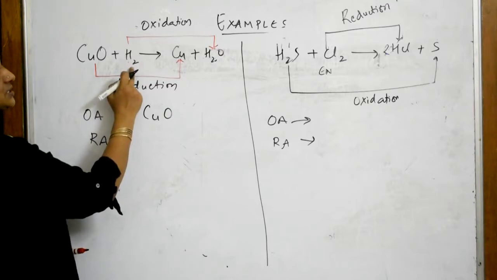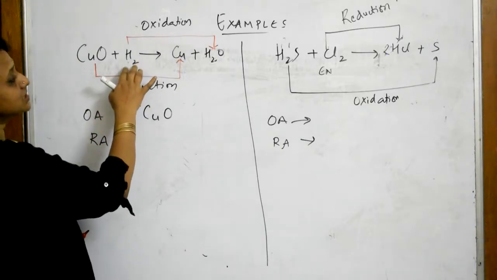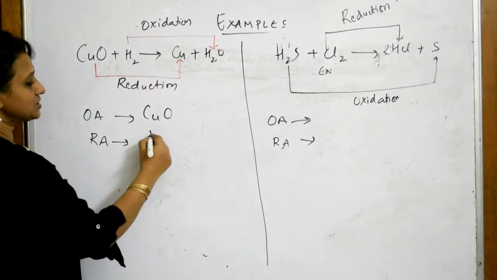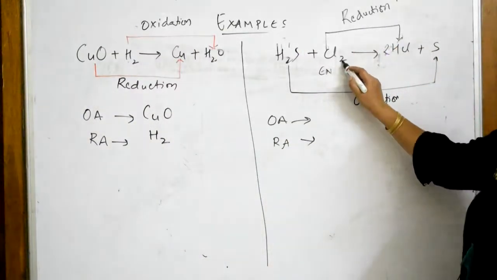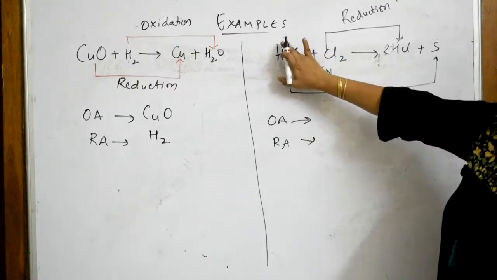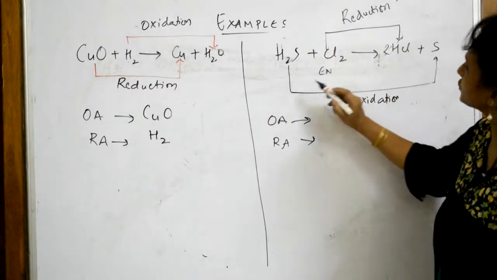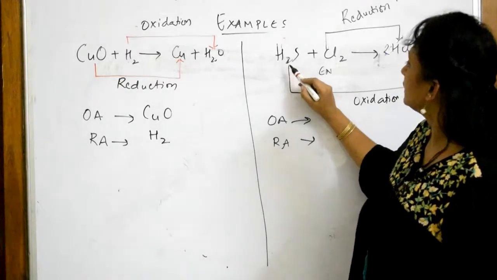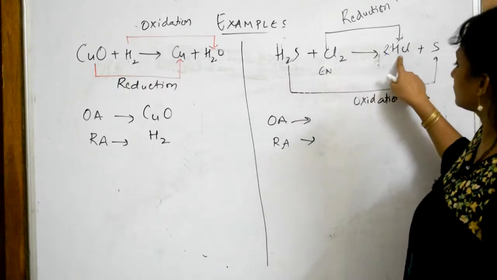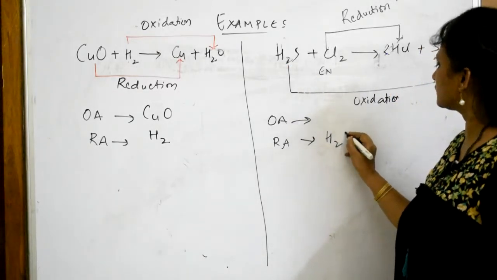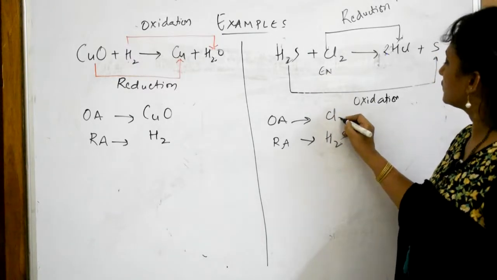Now, the substance which provides hydrogen, as I said. Now see here, this hydrogen is getting added to oxygen. So this is a reducing agent. Simple. Let's come here. The substance which provides hydrogen. So which substance is providing hydrogen? From here it has come, no? Hydrogen has come from here and gone here. So the substance which provides hydrogen is a reducing agent. So H2S is a reducing agent. If this is the reducing agent, automatically chlorine is an oxidizing agent.